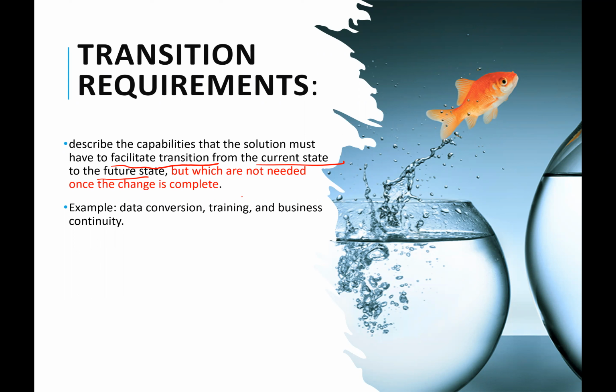Example, maybe you have built a new solution, you need to train the people that will use it. That's a transition requirement. So you are training them so that they can move from their current state to the future state, which is where they are using the solution, right? So once they start using the solution, you don't need to train them on how to use it again. So the training requirement is a transition requirement.